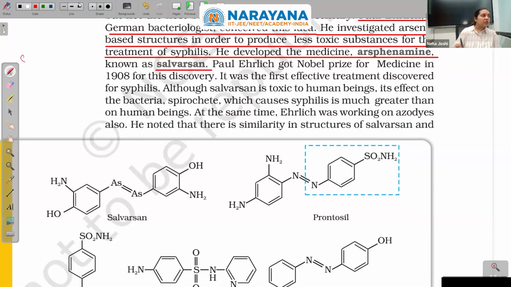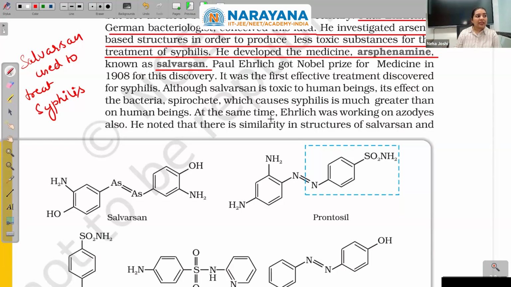So, salvarsan was used to treat syphilis. Paul Ehrlich got the Nobel Prize for Medicine in 1908 for this discovery. It was the first effective treatment discovered for syphilis. Although salvarsan is toxic to human beings, its effect on the bacteria, the spirochete which causes syphilis, is much greater than on human beings.